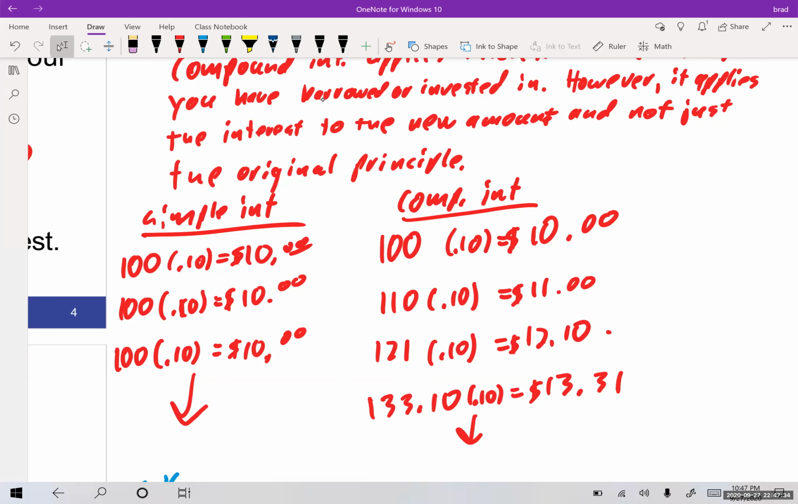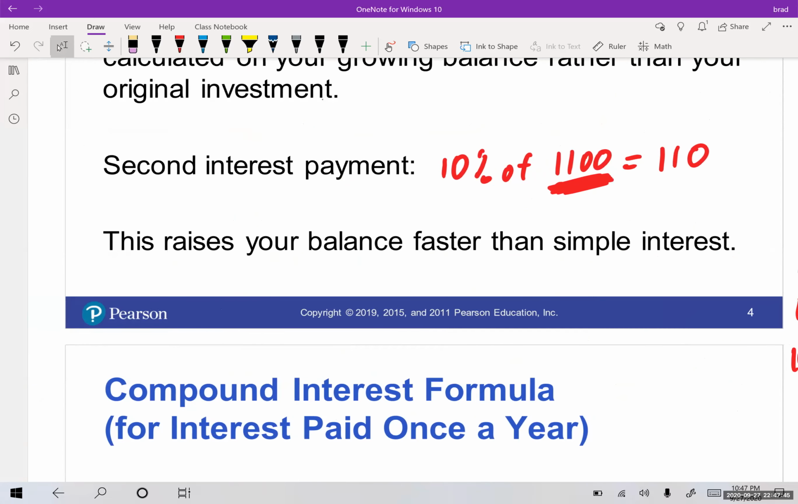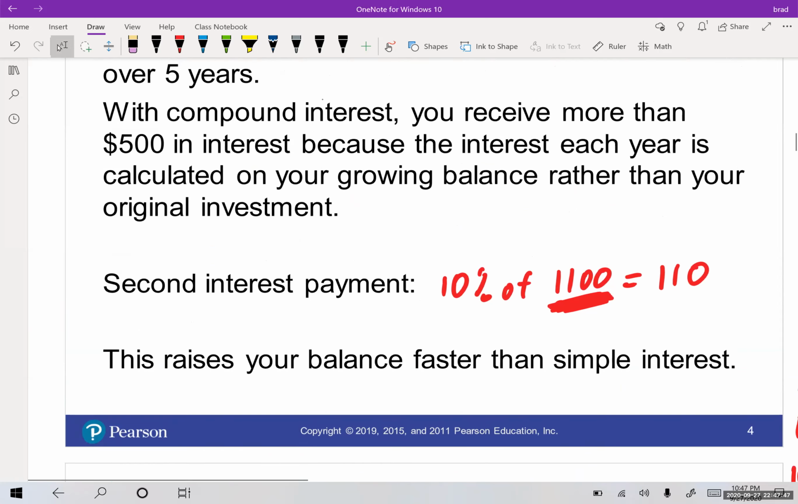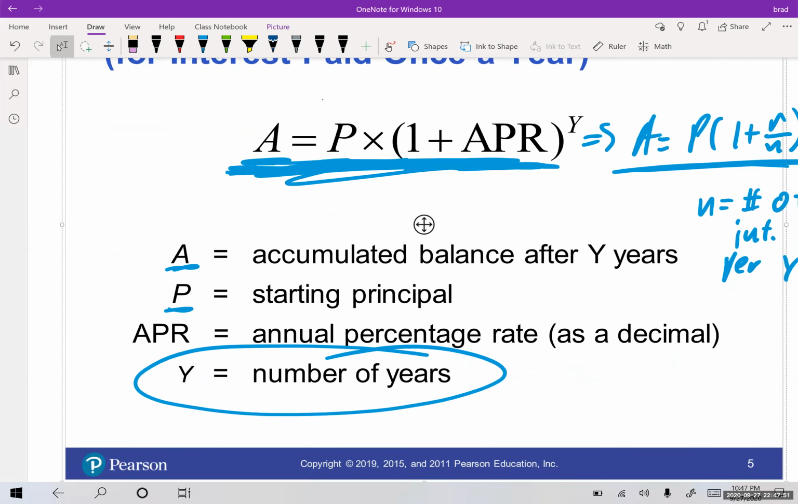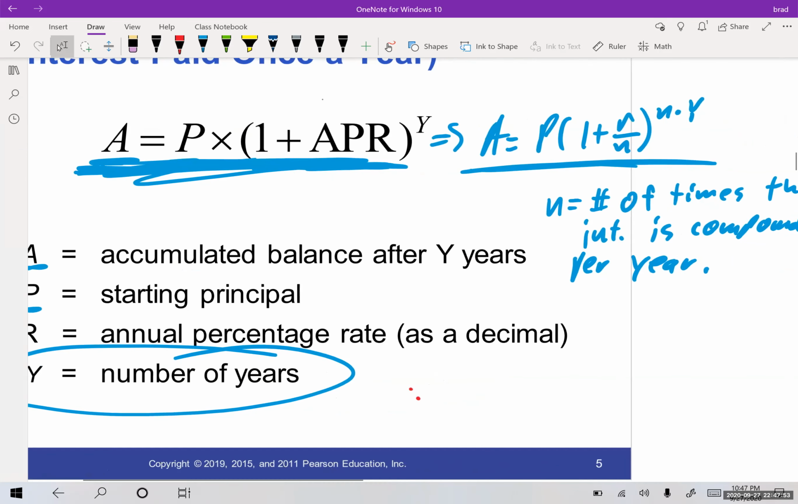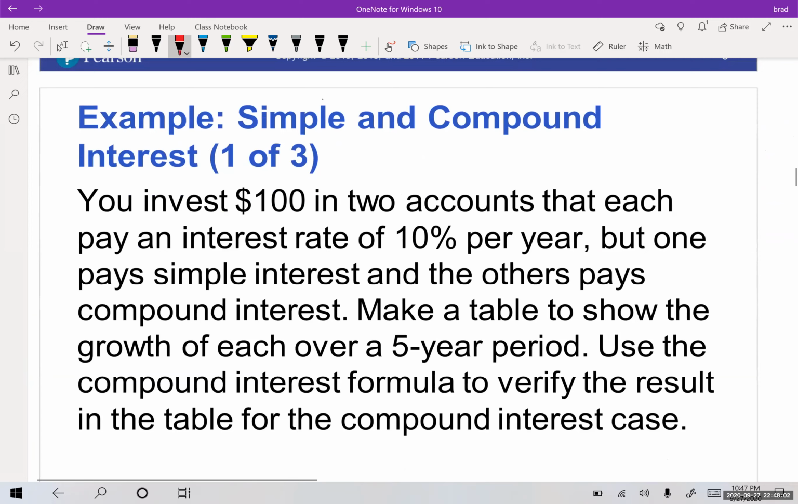So again, we can think of this almost like as linear. It's the same amount each time. And then this one is kind of growing exponentially or in a different way than linear, if you don't want to think about it like that. Okay, so this raises your balance faster. So this formula right here, you guys kind of got to know. Now, this is, again, the formula the book uses, which is totally fine. But this is kind of the catch-all that works for all compound interest besides continuous compound interest, okay?